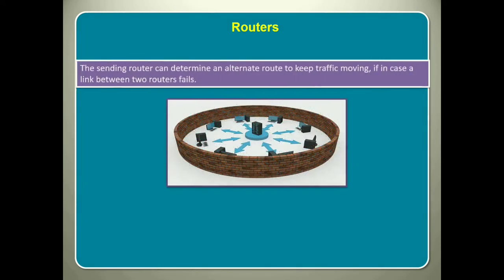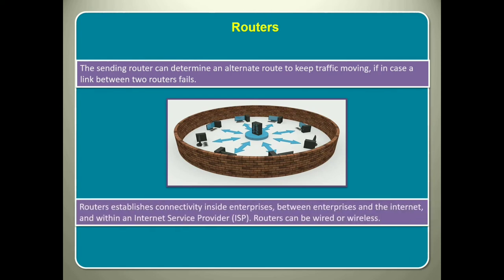The sending router can determine an alternate route to keep traffic moving in case a link between two routers fails. Routers establish connectivity inside enterprises, between enterprises and the Internet, and within an Internet Service Provider, ISP. Routers can be wired or wireless.